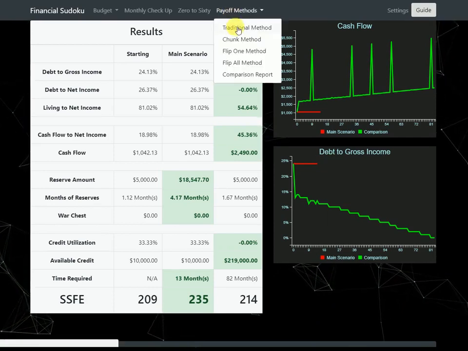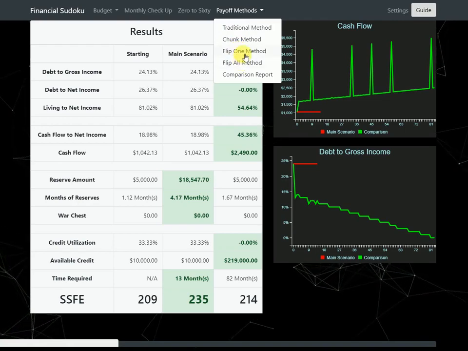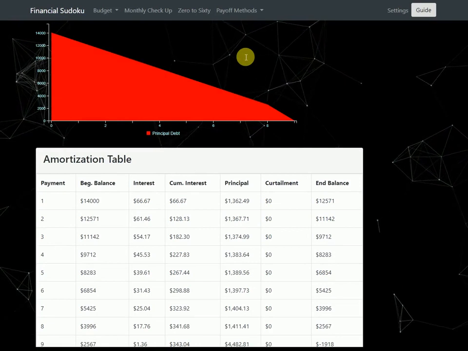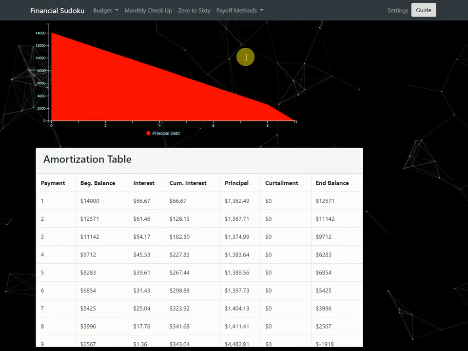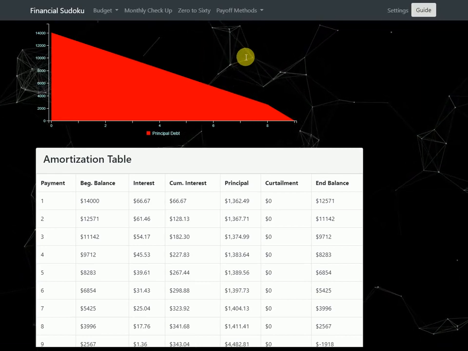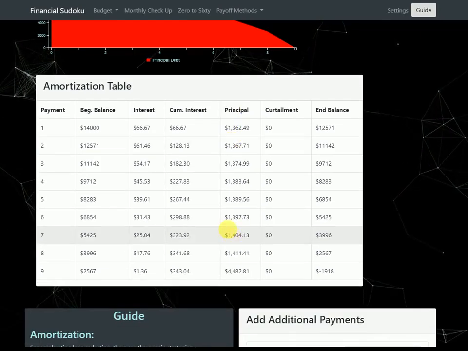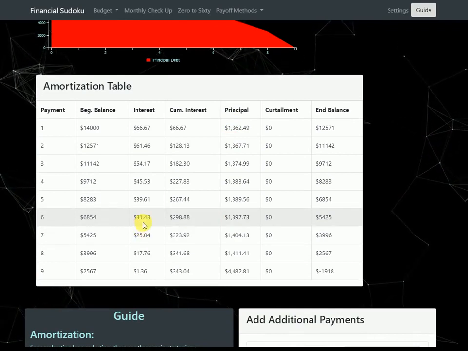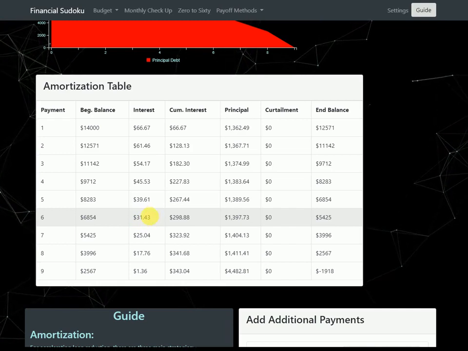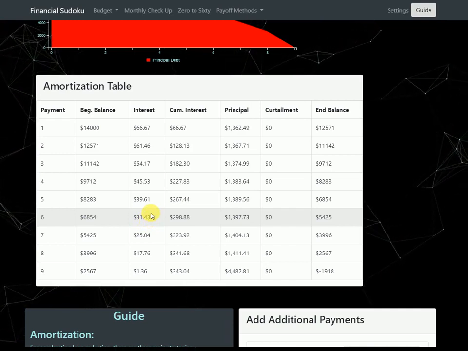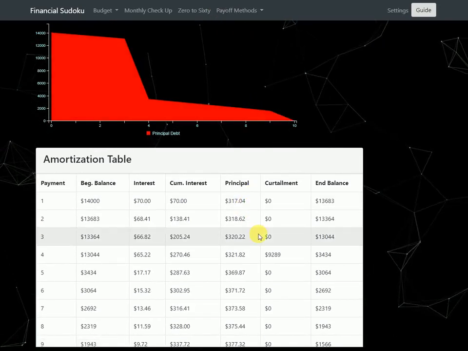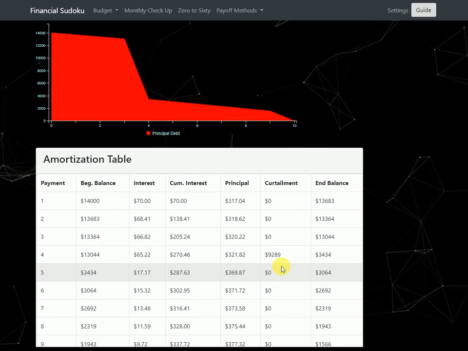Lastly, we have our payoff methods, and these are a bunch of charts and tables that dig right into the details of each payment method in your budget. So it's going to look at the next loan that you should be paying off according to our system, and that's going to show you what the amount is going to be for each period of time. So the flip methods are going to show you the amount of principal as your cash flow plus the loan principal, and then the chunk method is going to show you the additional amortized payment that you're going to be making, the extra curtailment payment.